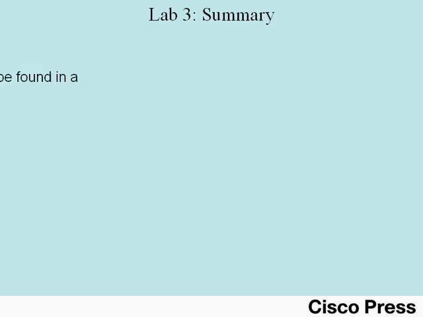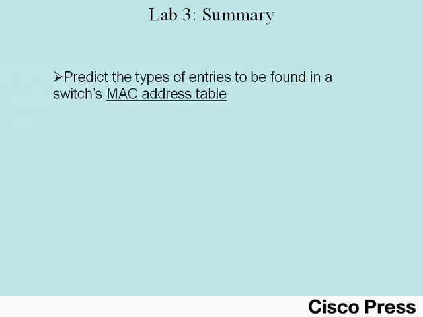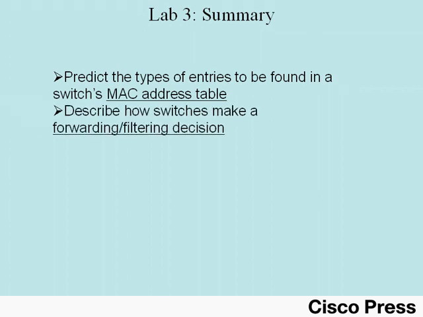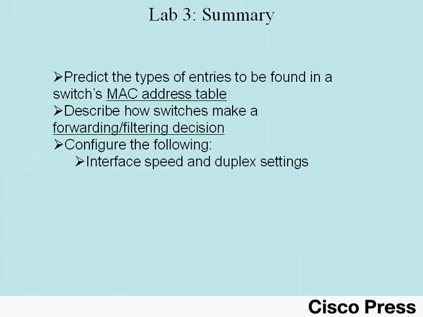This video has shown how to predict the types of entries that will be found in a switch's MAC address table. It describes how switches make forwarding and filtering decisions, and it shows several things from the command line interface, in particular how to set the interface speed and duplex settings, as well as how to configure a switch's IP address and default gateway.